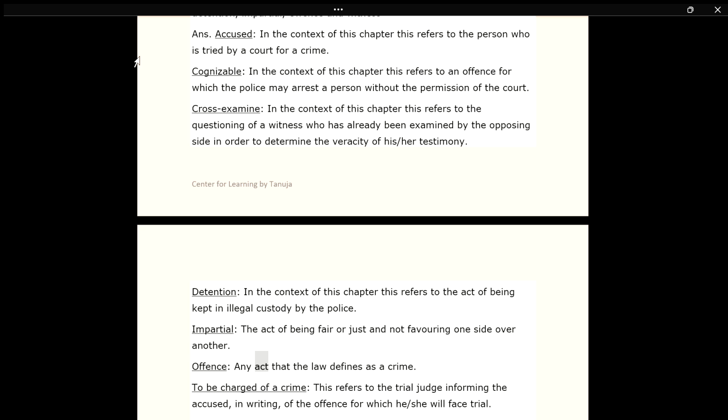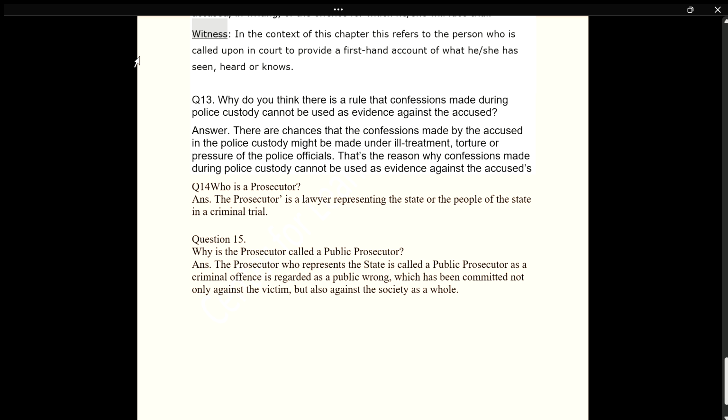Offense. Any act that the law defines as a crime. To be charged of a crime. This refers to the trial judge informing the accused, in writing, of the offense for which he or she will face trial. Witness. In the context of this chapter, this refers to the person who is called upon in court to provide a first-hand account of what he or she has seen, heard or knows.